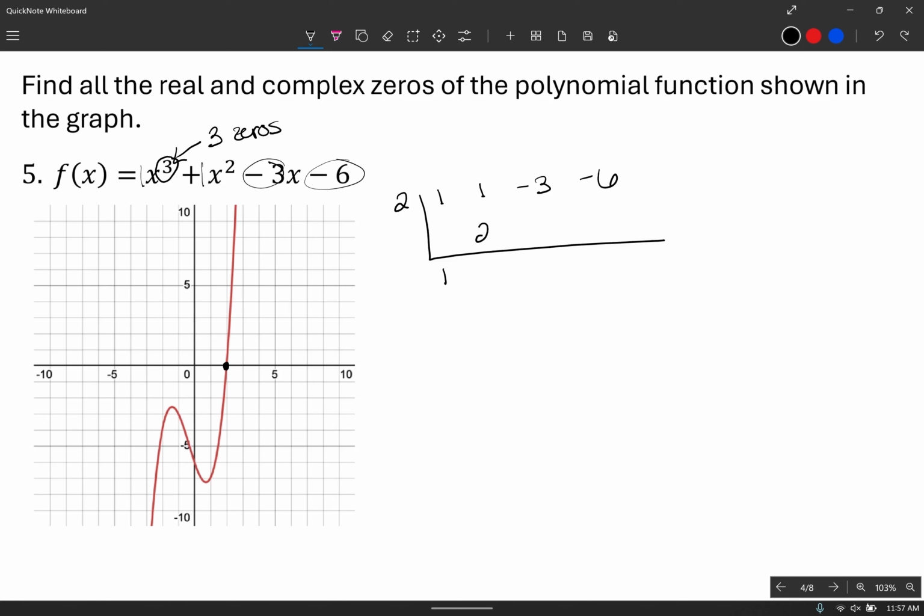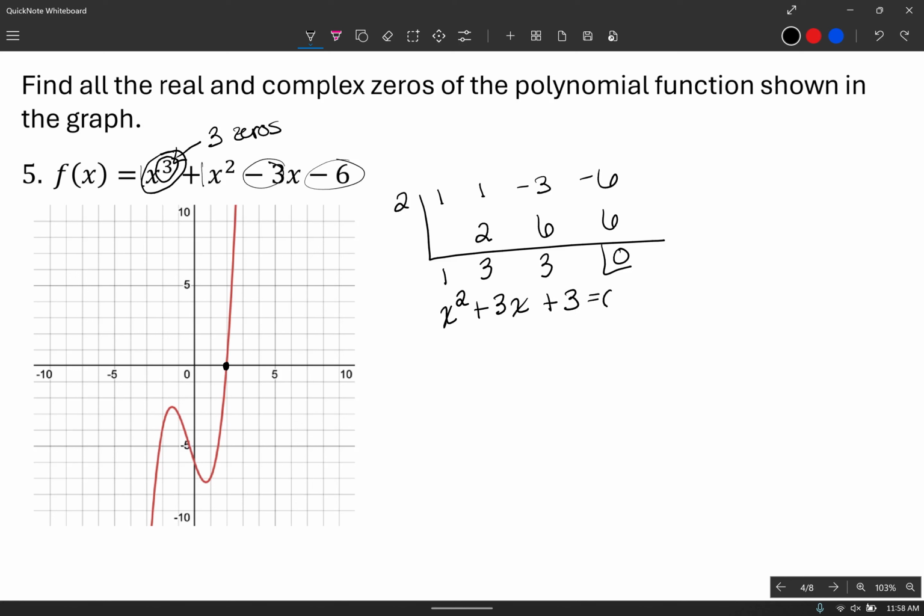2 times 1 is 2, plus 1 is 3. 3 times 2 is 6, plus negative 3 is 3, times 2 is 6, and that gives me a remainder of 0. You should get a remainder of 0 because literally 2 is one of your zeros. Now, if I started with x to the third, that means when I cut this down with a linear factor, this is going to be 1x to the second plus 3x plus 3.